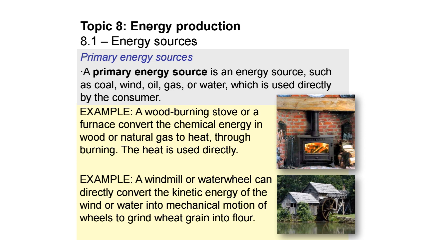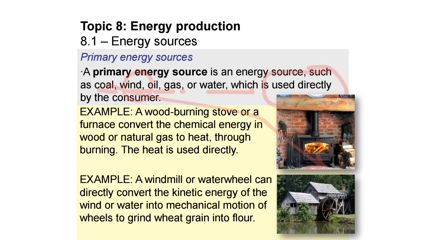So, okay, let's talk about some more definitions. We have primary and secondary energy sources. These are vital to understanding the concept of a fuel, right? Primary energy sources are basically energy sources such as coal, wind, oil, gas, water, which you can use directly, right? So if you think about it, coal, you can stick that in a stove and make heat, for example. It's quite useful direct. You don't have to do anything to it.